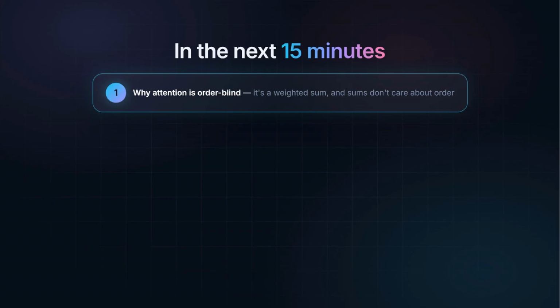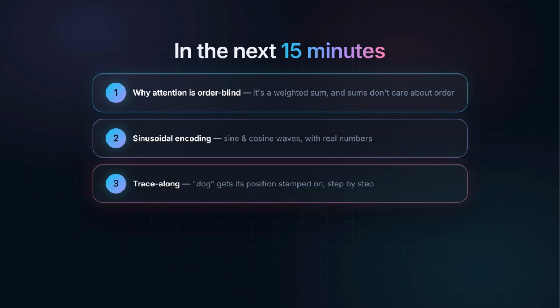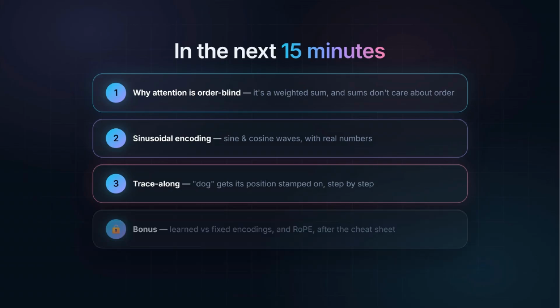Here's the plan. First, why attention is order blind in the first place. It turns out to be a direct consequence of the weighted sum from the attention video. Second, the sinusoidal encoding itself, sine and cosine waves, and we'll compute real values as always. Third, a trace along. We'll stamp a position onto the word dog, step by step. And a bonus after the cheat sheet, learned versus fixed encodings, and the modern approach called RoPE that today's models actually use. This one builds straight on the vectors video and the attention video.